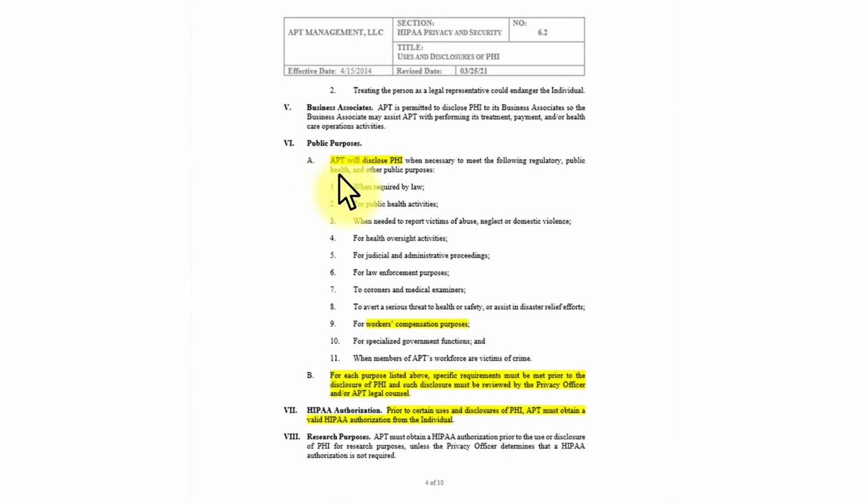The company will disclose PHI when necessary to meet regulatory and public health purposes, including when required by law, to report victims of abuse or neglect, health oversight activities, judicial and administrative proceedings, law enforcement purposes and workers' compensation purposes.